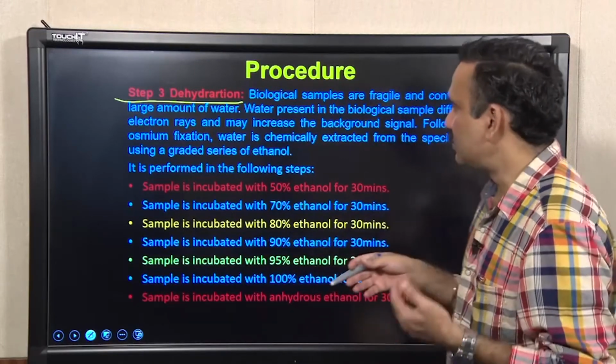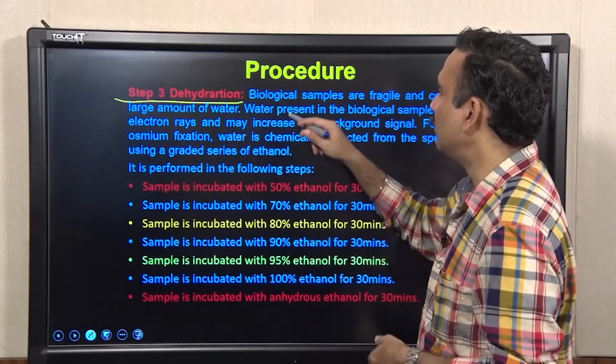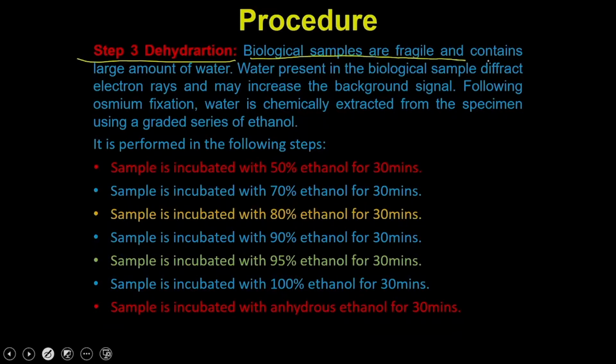So, to avoid that, you have to actually remove the water. The biological samples are fragile and contain a large amount of water. The water present in the biological sample actually diffracts the electron rays and may increase the background signal.